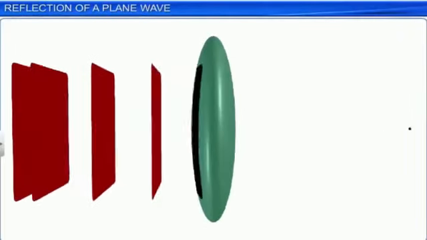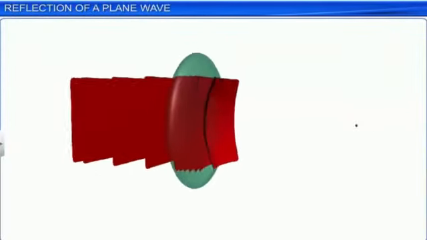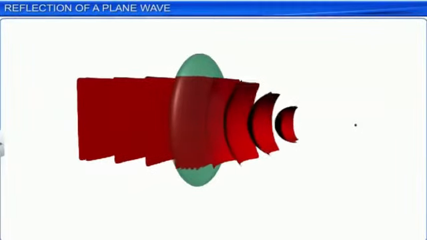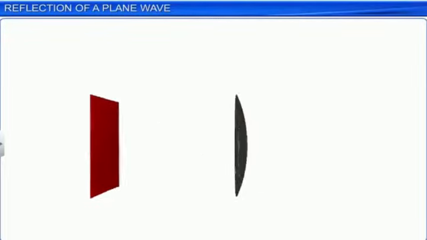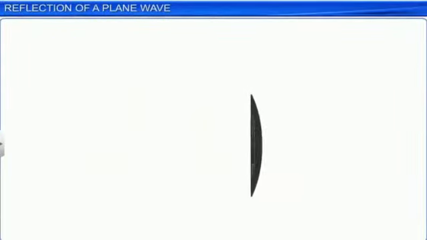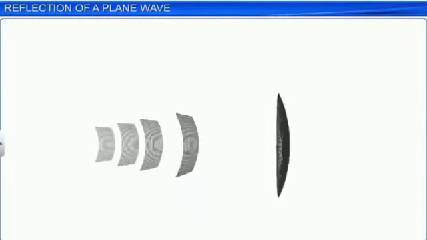When a plane wavefront is refracted through a convex lens, it becomes a converging wavefront and it converges to the principal focus of the lens. On the other hand, when a plane wavefront is refracted through a concave lens, we get a diverging spherical wavefront. If a plane wavefront is incident on a concave mirror, after reflection, it becomes a converging spherical wavefront.